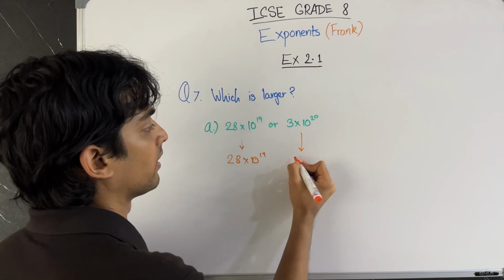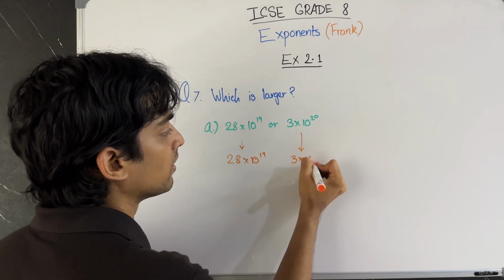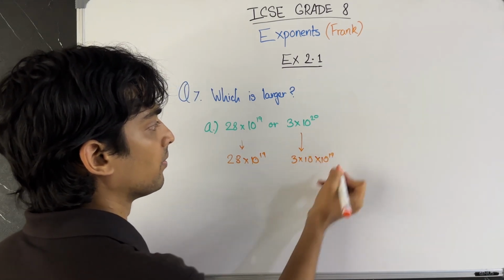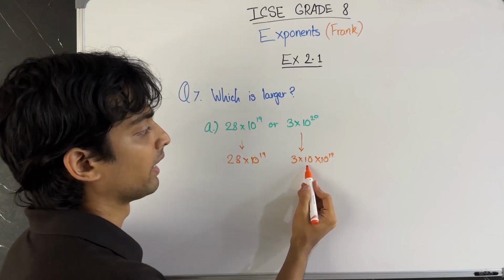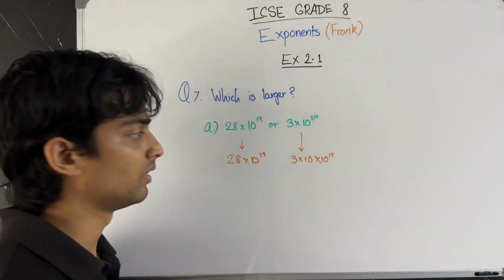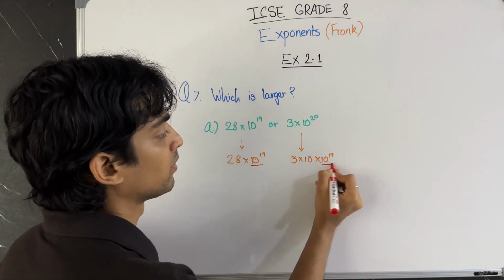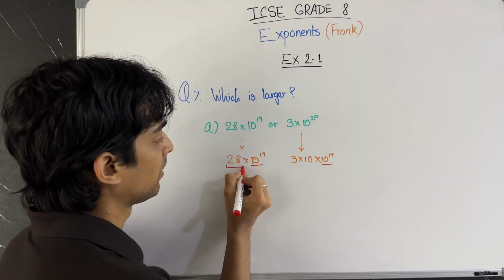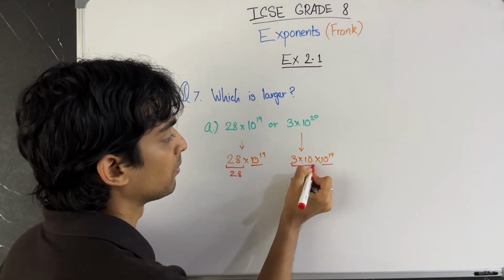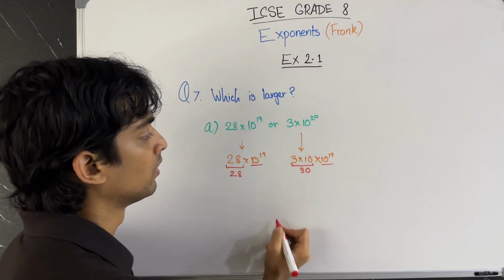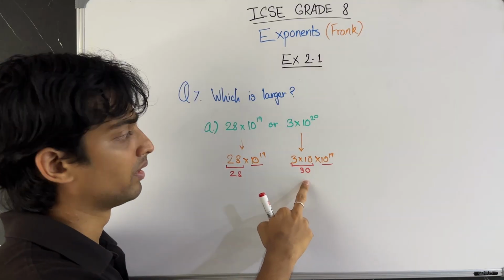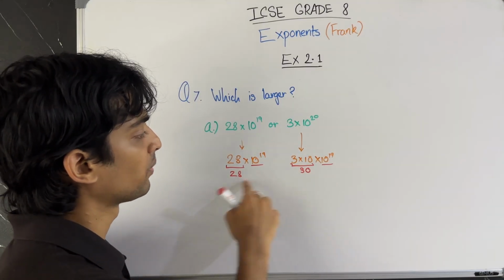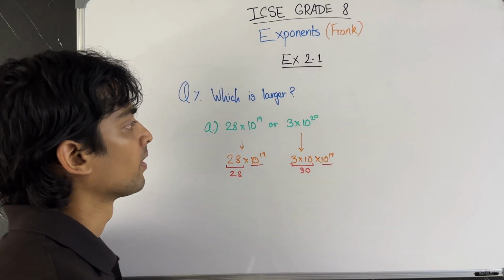And this we can write as 3 into 10 into 10 raised to 19. So 10 raised to 20, I have written 10 into 10 raised to 19. Now if you see, 10 raised to 19 is the same. This number is 28 and this number is 3 into 10, 30. So this one is bigger, because this is the same and this is 28, this is 30. So this is the answer.